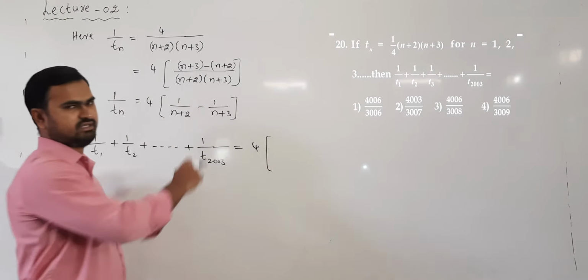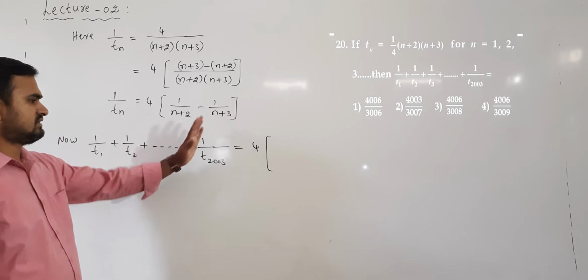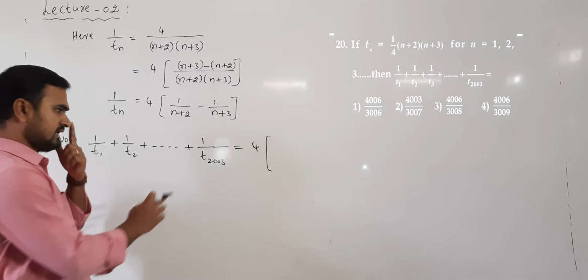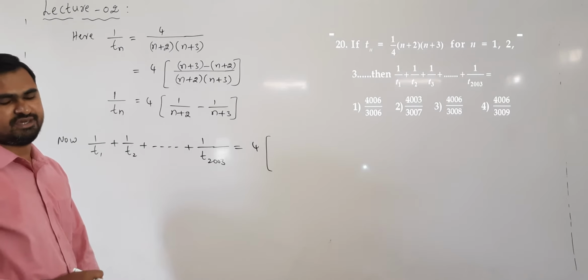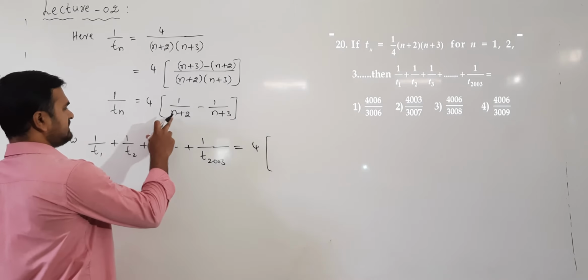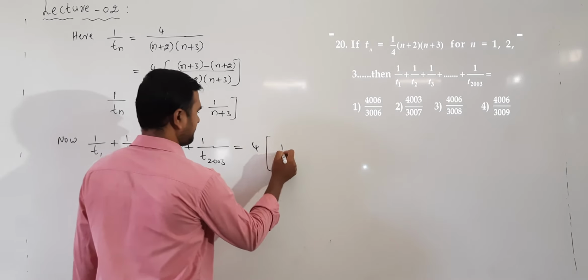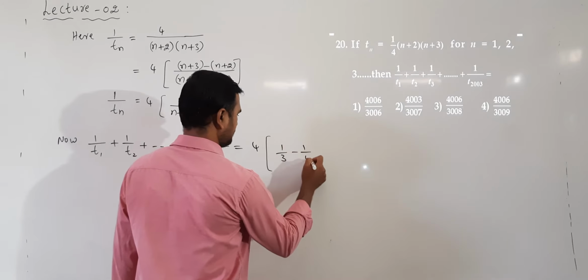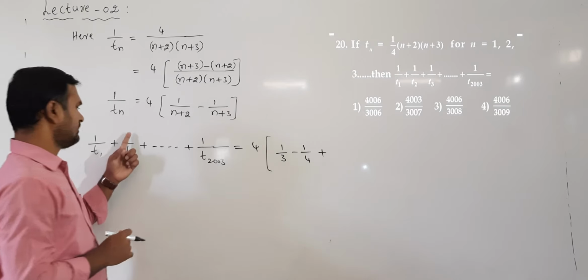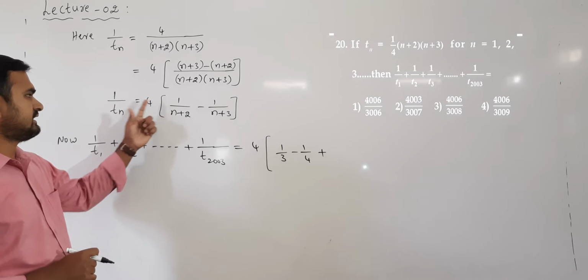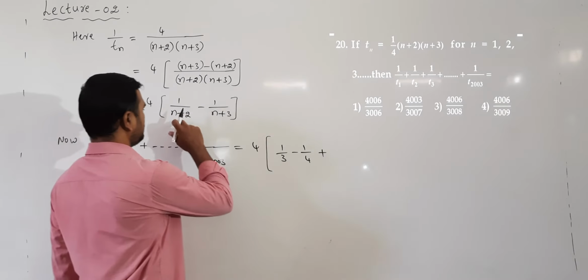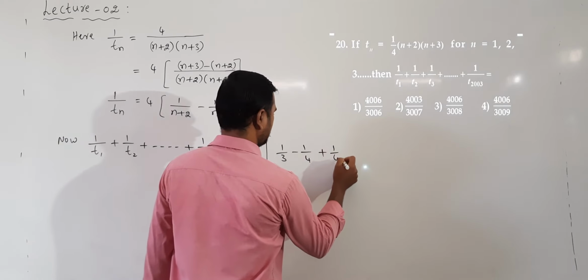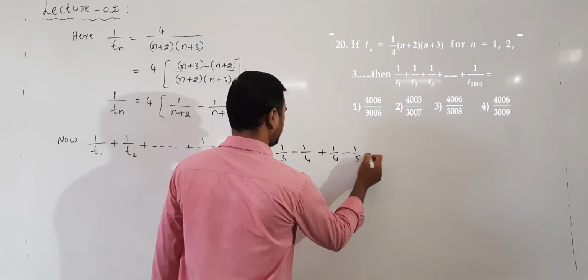Now 4 is there for each term. So let us take 4 common. I'll take 4 common outside from each of these terms. So for n is 1, 1 by T1 is 4 times 1 by 3 minus 1 by 4, plus 1 by T2, with 4 already taken common, will be 1 by 4 minus 1 by 5.